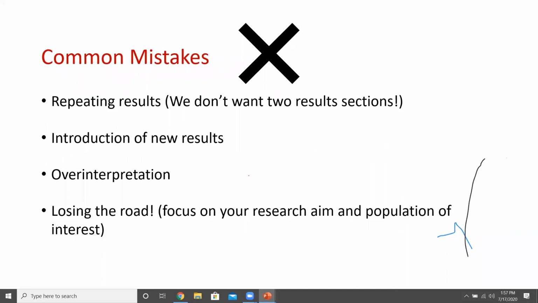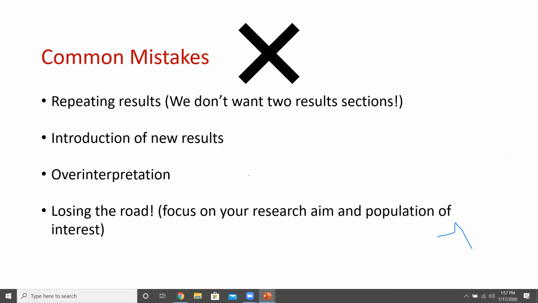Repeating results. We don't want two results sections. Do not repeat the results. ما أبغى أشوف research article وأشوف والله مرتين كاتبين الريزلتس، يعني بس العنوان مختلف فوق results وتحت discussion. This does not make sense.